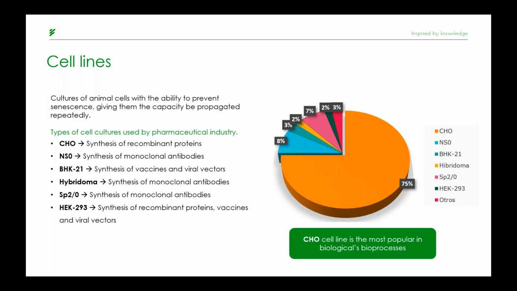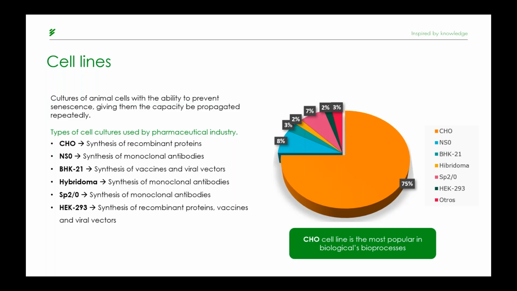Also, we don't use any cell that we take from a patient. We are using what are called cell lines. These are populations of cultured animal cells with the ability to prevent senescence, giving them the ability to duplicate repeatedly. They don't lose their genetic code; it doesn't suffer damage between replications.